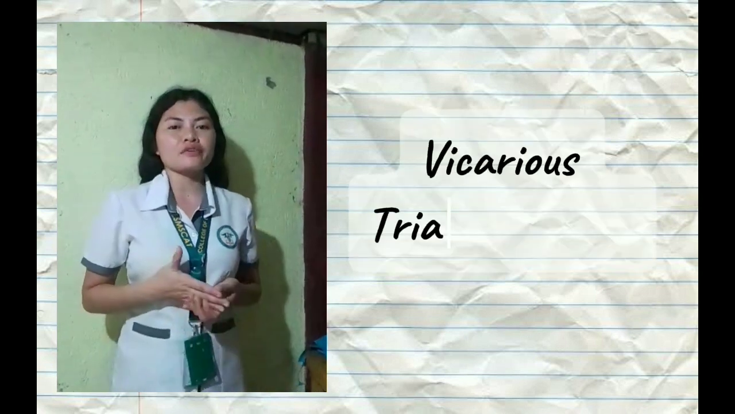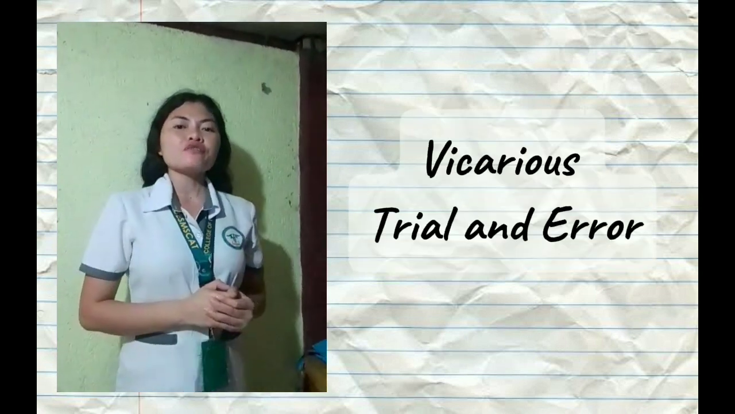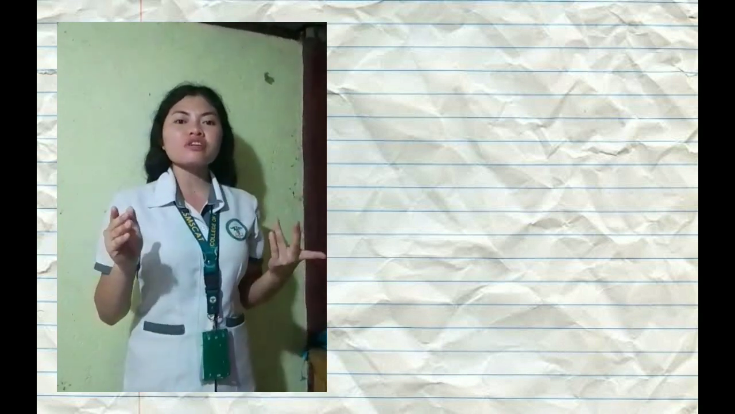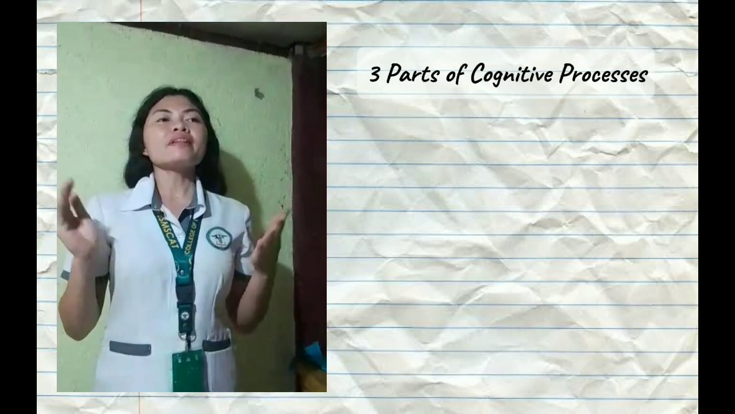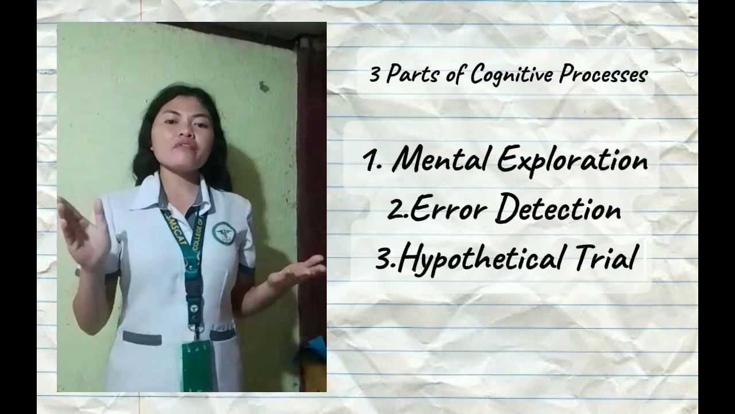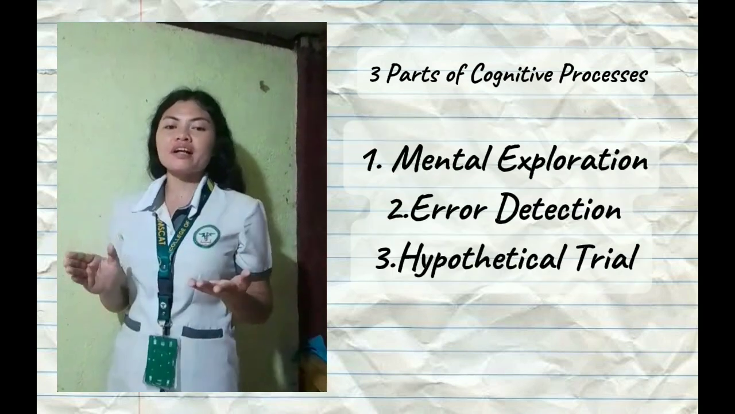Vicarious trial and error. So next, let's proceed to vicarious trial and error. In this part, it refers to the observation in animals, especially in humans, of mentally simulating actions and their potential consequences without actually performing them. These cognitive processes include three parts. The first one, we have mental exploration, error detection, and the hypothetical trial.